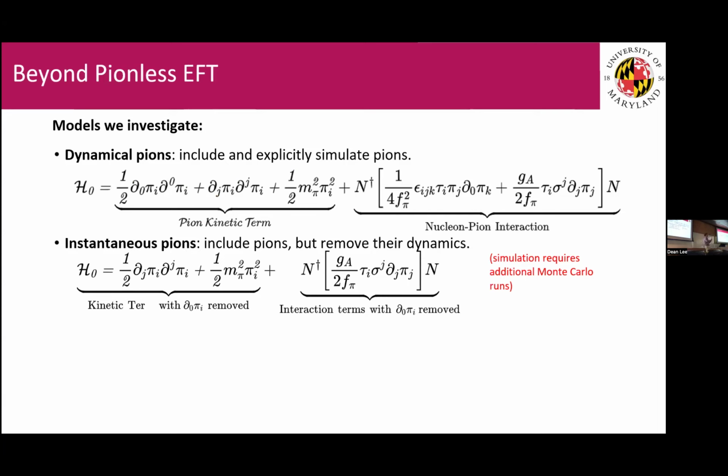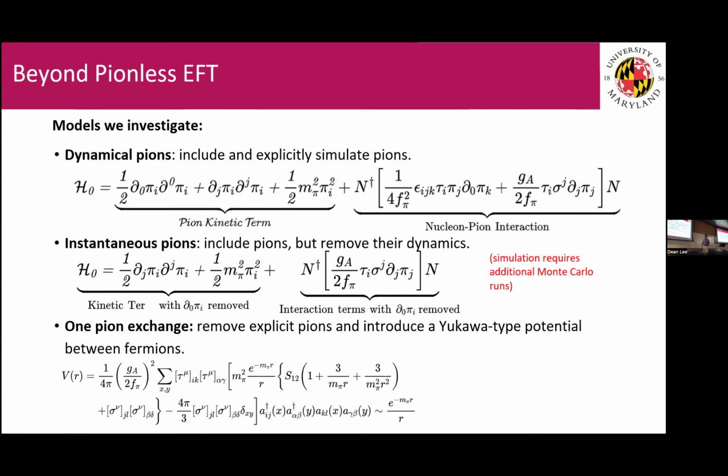And this requires you to take multiple Monte Carlo runs of your initialization of the pion field. But it is arguably or potentially a much cheaper way of simulating this. And then alternatively, you can integrate out your pions totally and instead replace them with an effective Yukawa potential, which I've written here at the bottom. Don't bother looking at it. All you really need to know is that it decays exponentially with the pion mass.